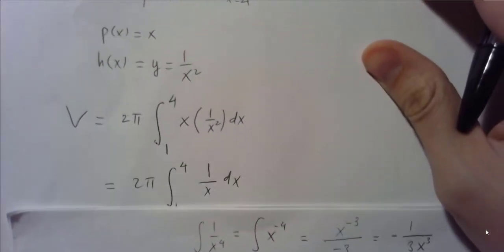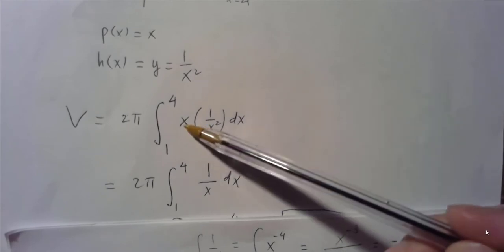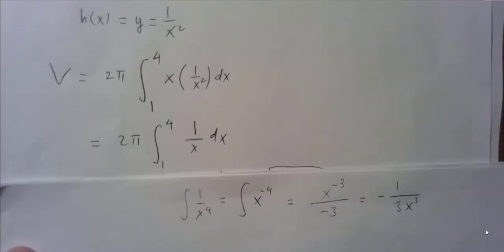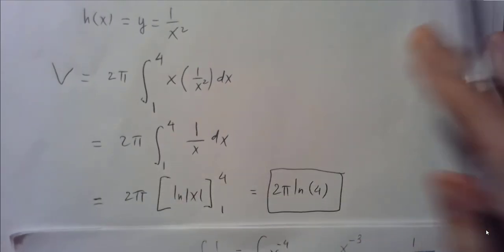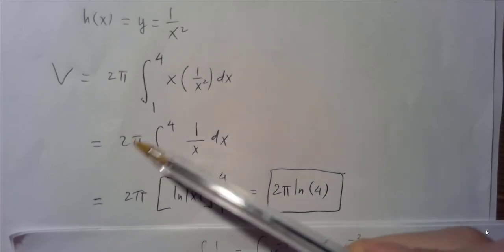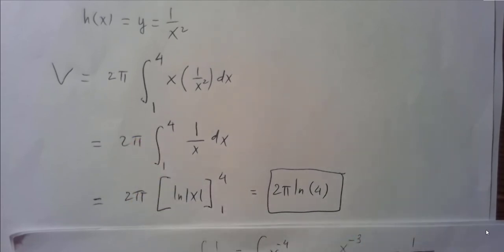And this is very simple. We cancel the x and x squared, giving 1 over x dx. And the integral of 1 over x is the ln of the absolute value of x, and we evaluate the answer from 1 to 4. Keep the 2 pi constant from the outside, and then plug in 4 to here. ln of 4 is ln 4. ln of 1 is just 0, so subtracting 0 is nothing. So multiplying with 2 pi gives me 2 pi ln of 4.